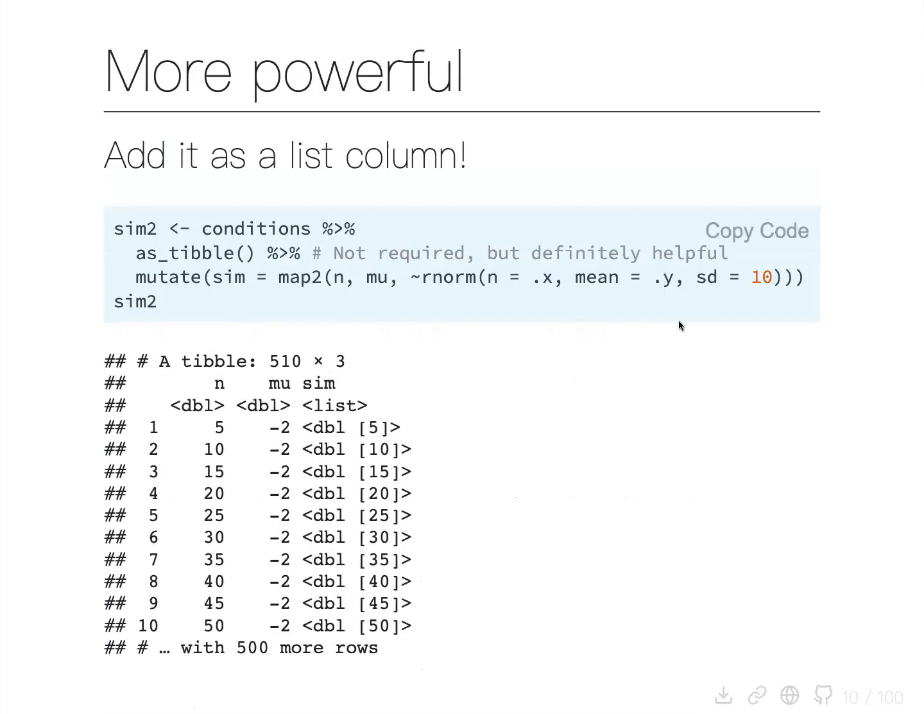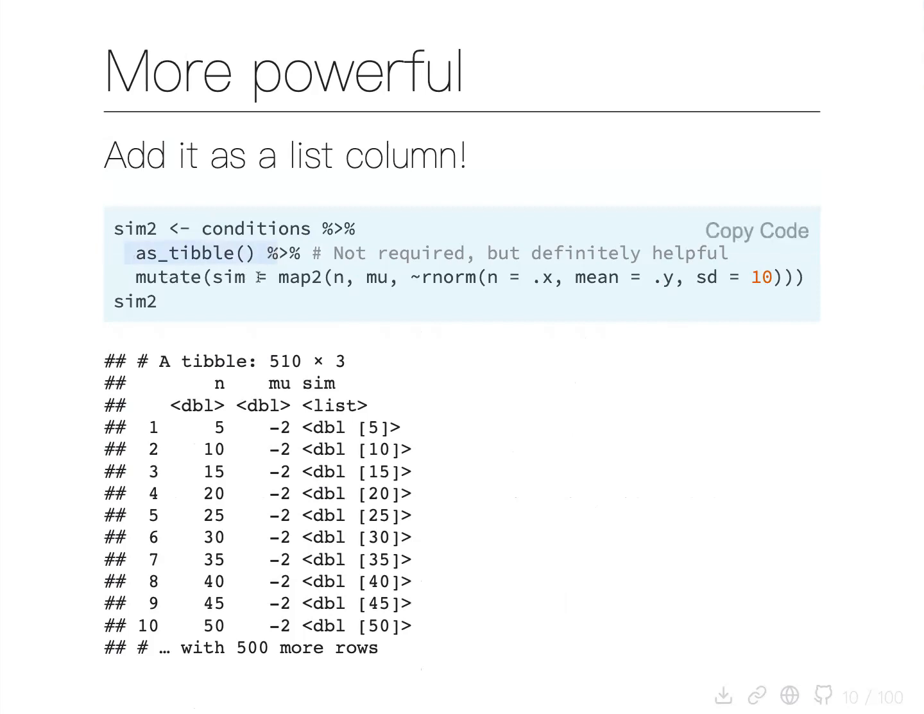Slightly more powerful, in my estimation anyway, is we can actually just add this list column as a new column on our data frame. Okay, so we have this conditions data frame. We can pass that to as_tibble if you want. You actually don't have to, but the way the data frame prints is much nicer if it's a tibble with a list column than it is if it's a normal data frame with a list column.